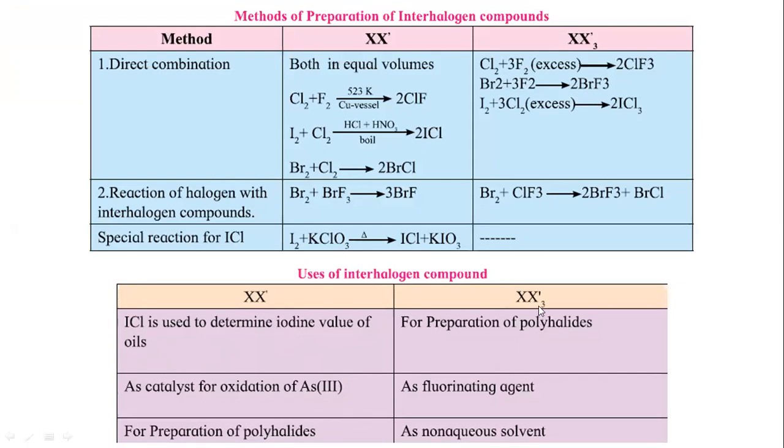Then XX'3 is used for the preparation of polyhalides, and it is also used as a fluorinating agent.